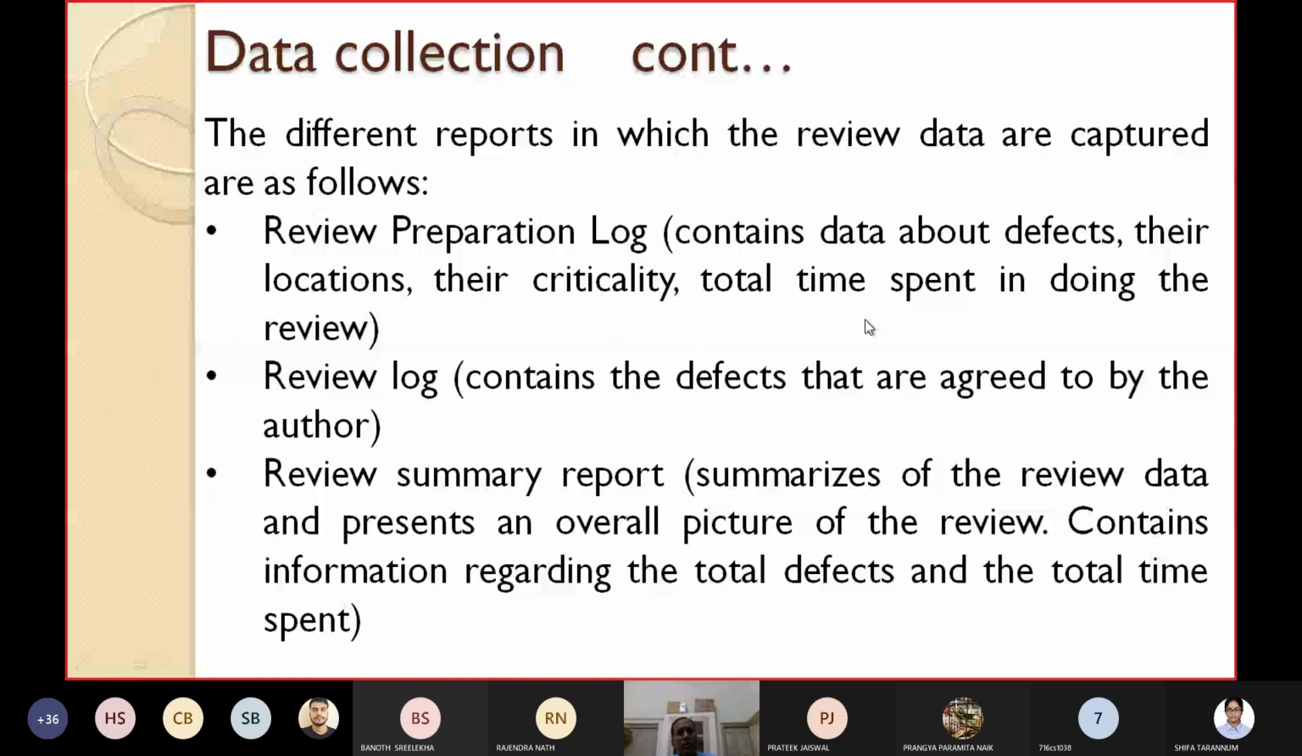Review log will contain what? It will contain the defects which are agreed to by the author. Review log will contain what? The defects that are agreed to by the author.